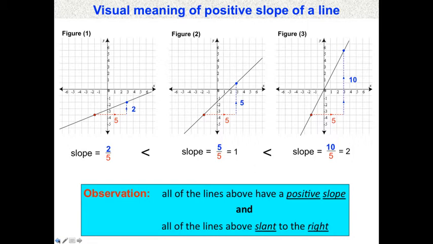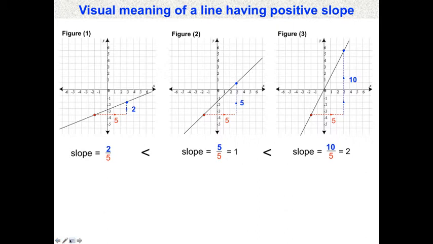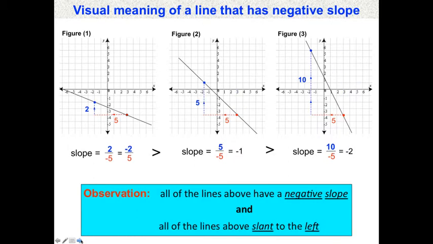Okay, so an observation that we have is that all the lines above have positive slopes and all the lines slant to the right. And for negative slopes, you can see as the line gets steeper and steeper, so to speak, the line is getting more vertical, the slope is getting smaller and smaller.